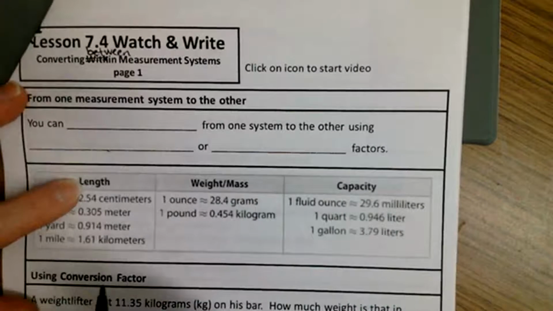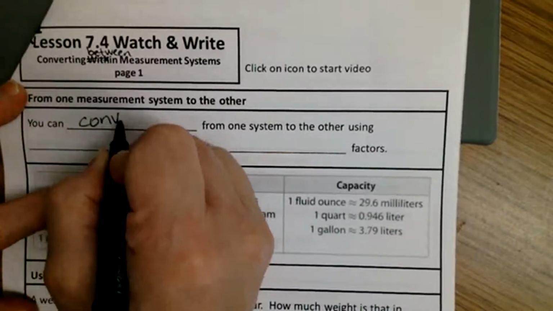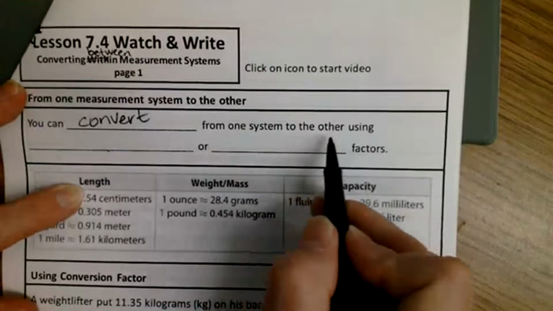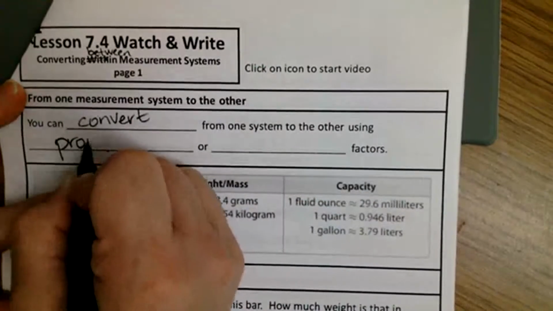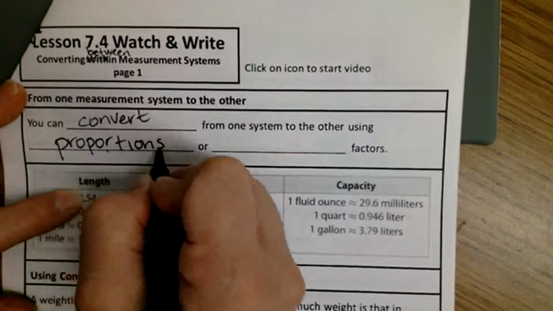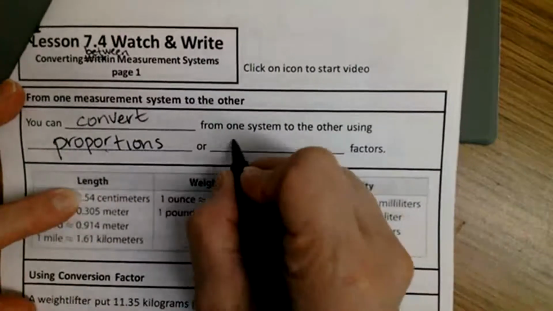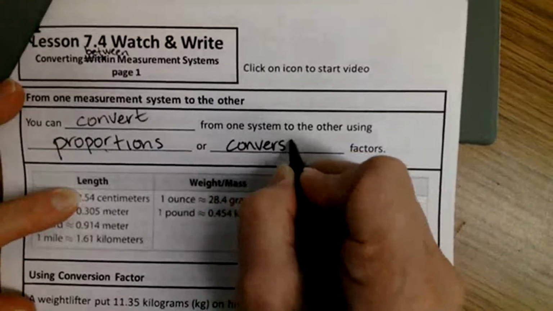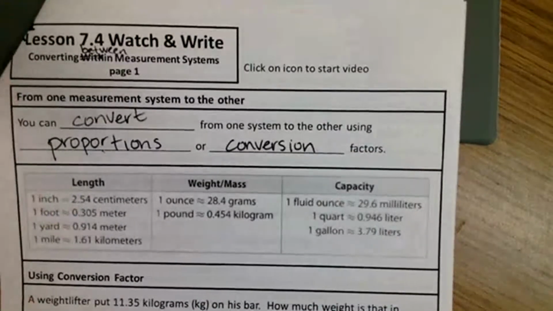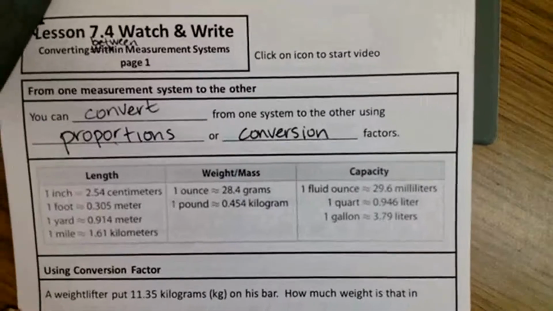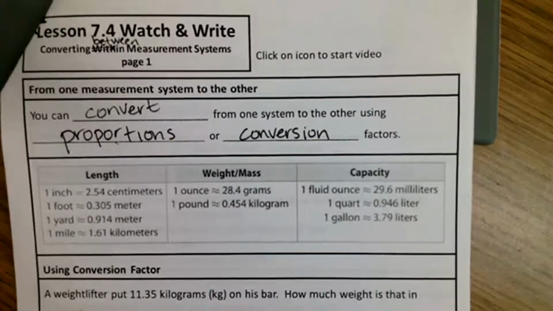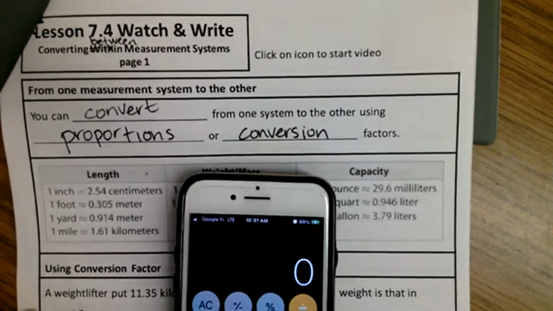Okay, so you can convert from one system to the other using proportions, or you can use the conversion factor. Okay, and in this question, we're going to focus on conversion factors. Conversion factors are a little different than proportions because we basically always multiply times the conversion factor. Remember, the word factor means the number in a multiplication problem. So have your calculator handy because in this whole module, you can use your calculator.